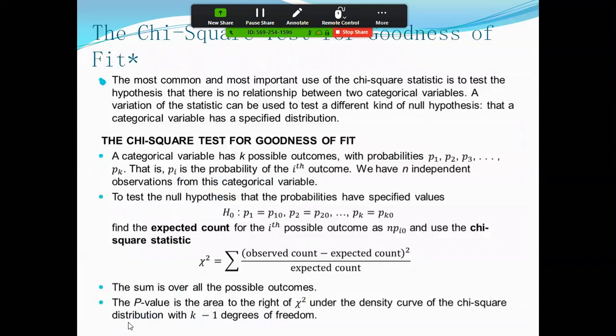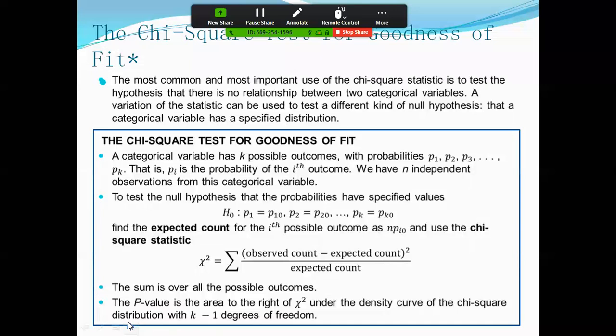The chi-square test for goodness of fit. The most common and most important use of the chi-square statistic is to test the hypothesis that there is no relationship between two categorical variables. A variation of this statistic can be used to test a different kind of null hypothesis, that a categorical variable has a specific distribution.